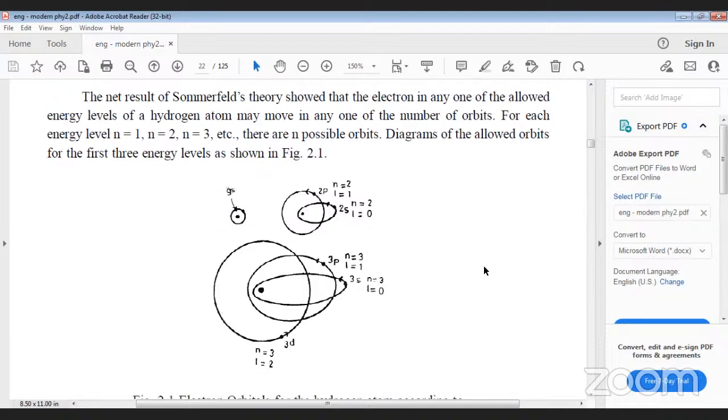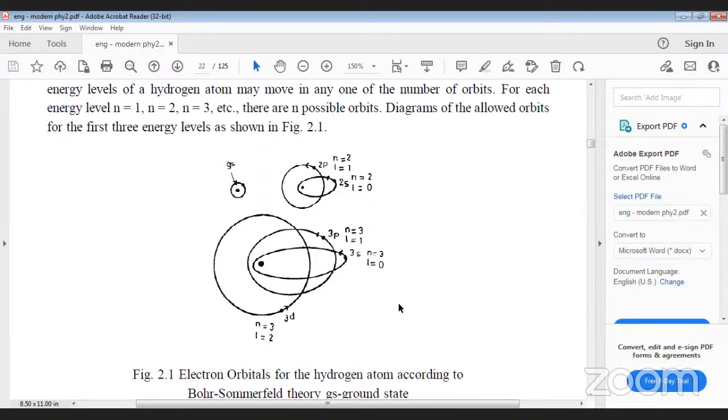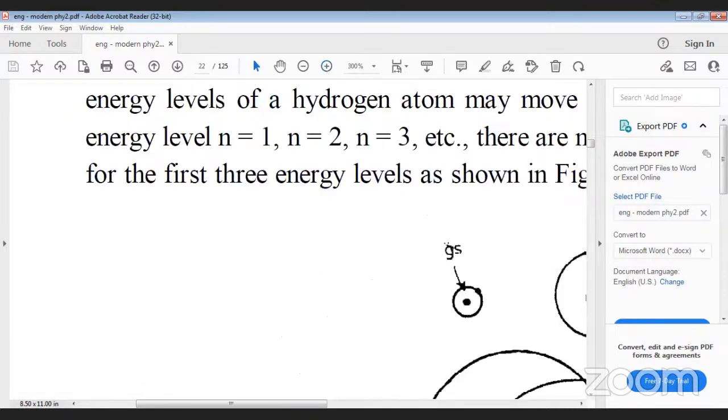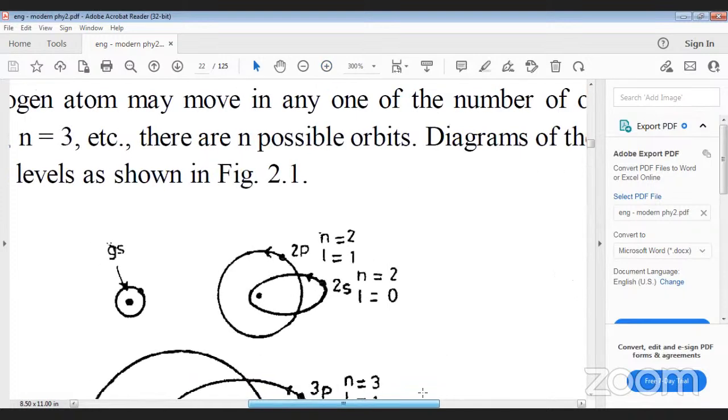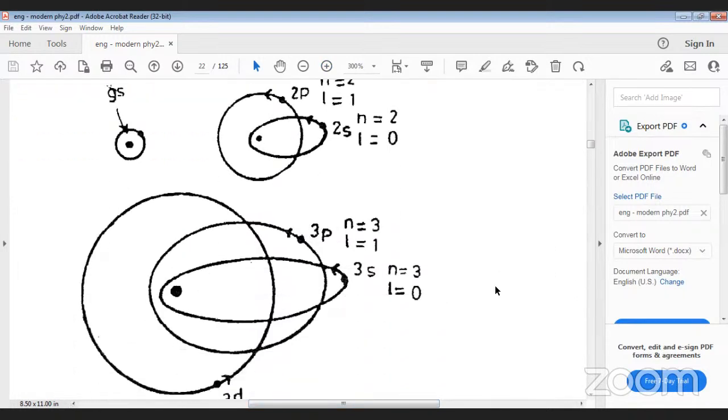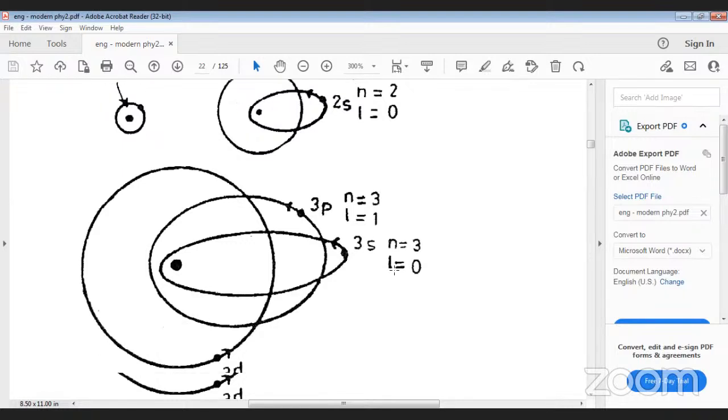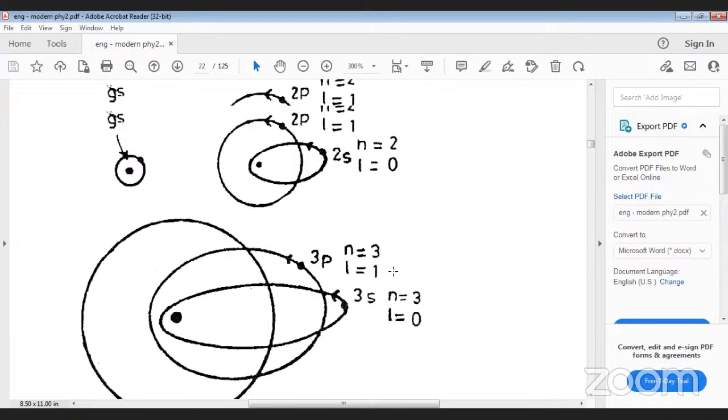Here you can see the energy level diagram, the energy and electron orbitals for the hydrogen atom. You can see in which state the electron is in the ground state. GS means ground state here.